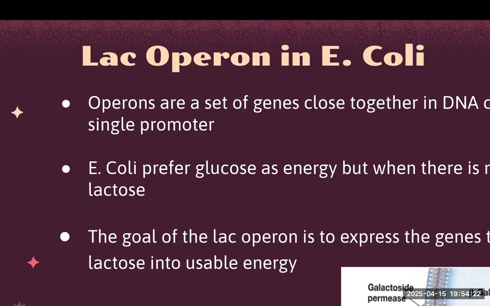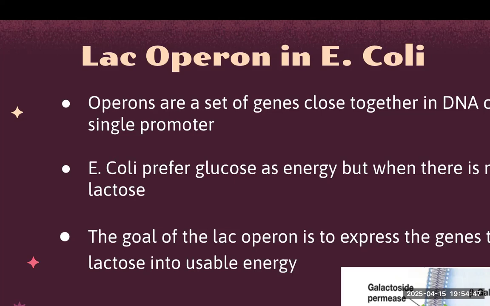And when they turn to lactose is when they need the lac operon to work, and they need these genes in the lac operon to be made so they can digest the lactose. Here you see in the picture, this is the basic structure of lactose. They can't use it like this. So we need the genes that can break it apart into glucose and galactose.